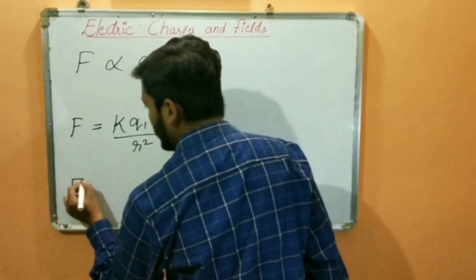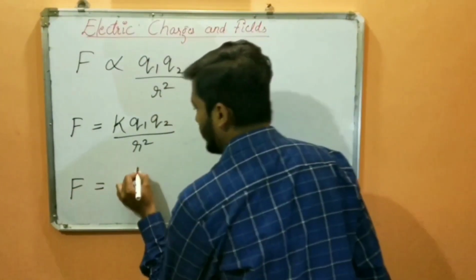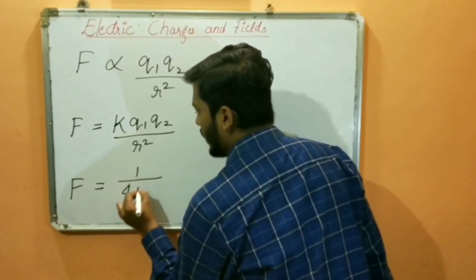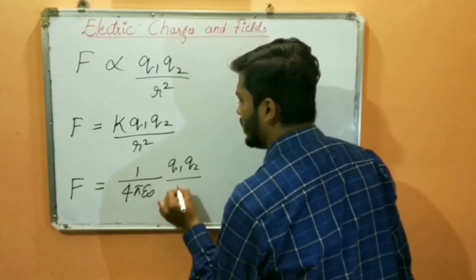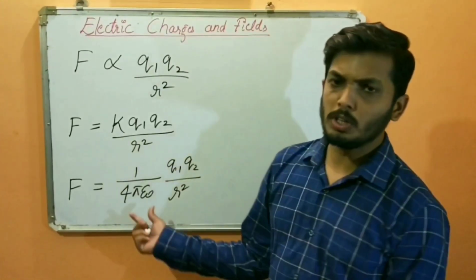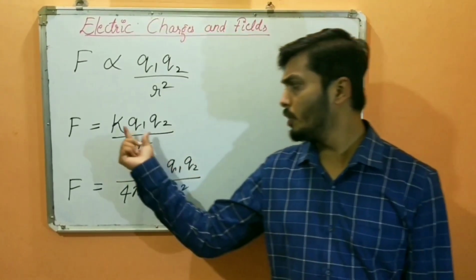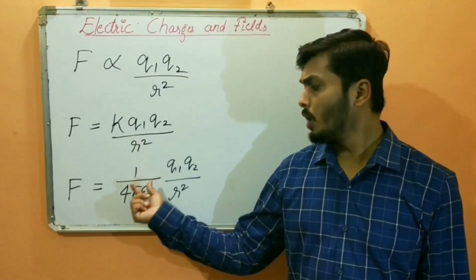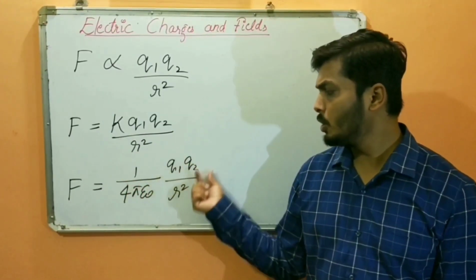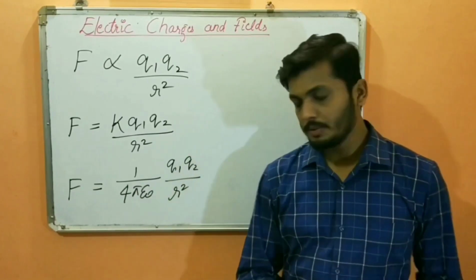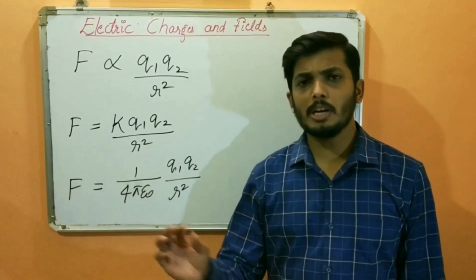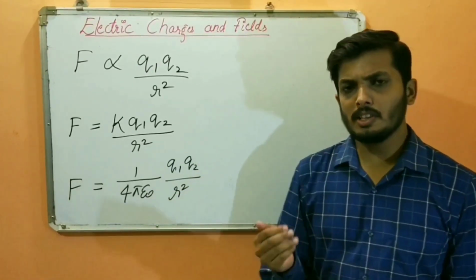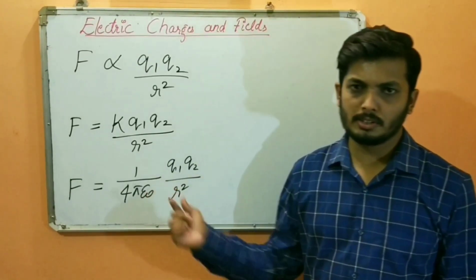And experimentally, the value of K is found to be 1 upon 4 pi epsilon naught. So F equals 1 upon 4 pi epsilon naught, Q1 Q2 divided by R square. Throughout the syllabus, you have to always remember this value of K. I'll come back to what is this epsilon naught. Epsilon naught is permittivity of free space. We'll discuss later on what is permittivity and these all things.